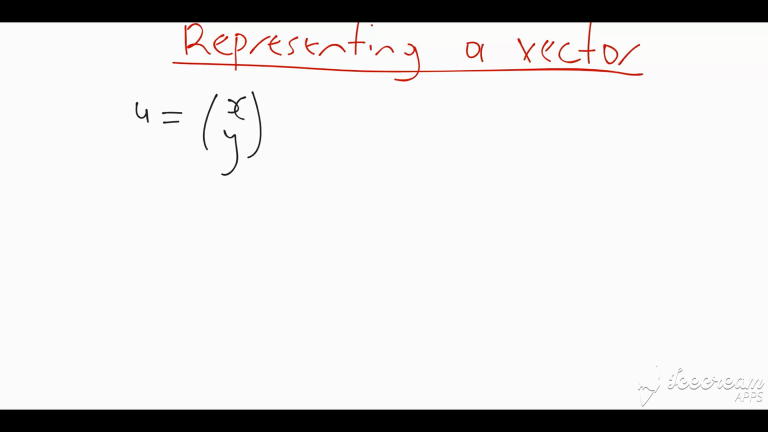Now, apart from using u equal (x, y), we can also put this in a different form, the form we call the ij form. And of course, this is vectors in the two-dimensional plane. So I could also represent this vector as u equal xi plus yj. Now i is a unit vector in the horizontal direction and j is a unit vector in the vertical direction.